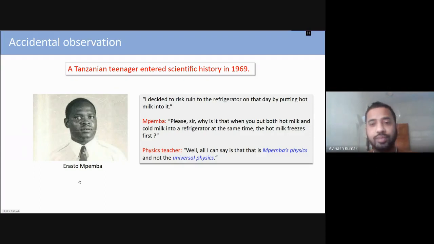Instead, he just put the hot milk inside the freezer, and then after an hour and a half, he and his friend went to look back at the situation of the ice cream. Then he realized that his hot mixture had turned into an ice cream faster, or was already turned into an ice cream, whereas the cold mixture, which was put in by his friend, was still in the semi-liquid phase. So that actually ignited the curiosity, like, why did this happen?